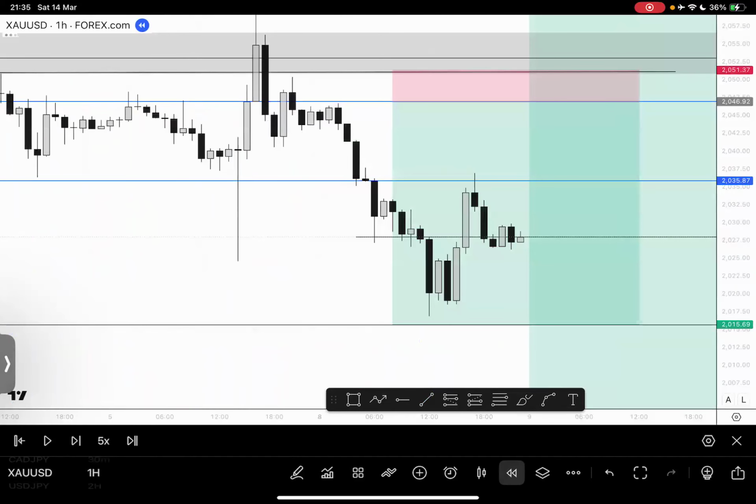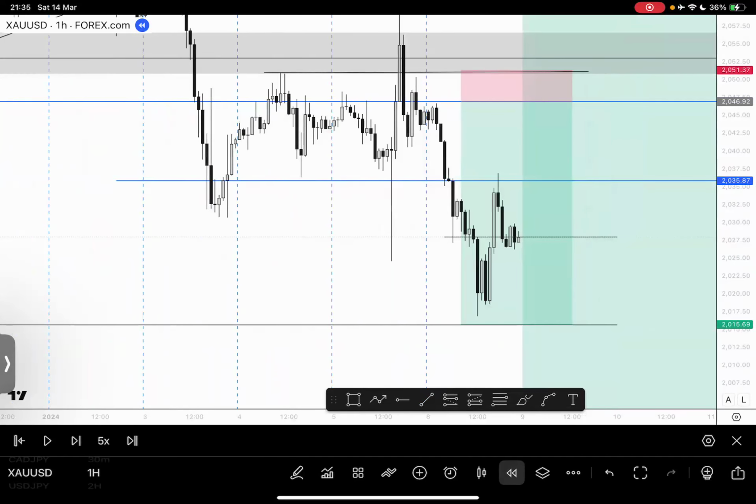Can we get a sell from here now? Can we get a sell from here? Let me go back a little bit.